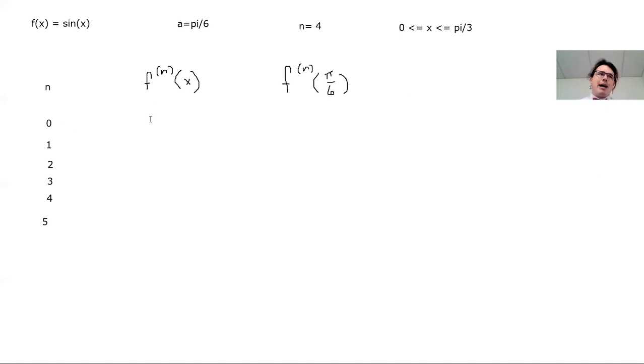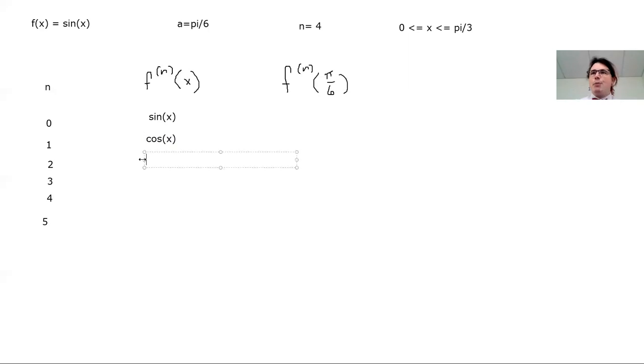For n equals 0, I'm taking 0 derivatives of my function, which means that the formula is unchanged, and I'll just have regular sine of x. This is true for all functions, just a quirk of the way that we like to talk about derivatives. The 0th derivative of any function is just the function itself. Now I look at the first derivative of this function. I know the derivative of the sine function is cosine of x.